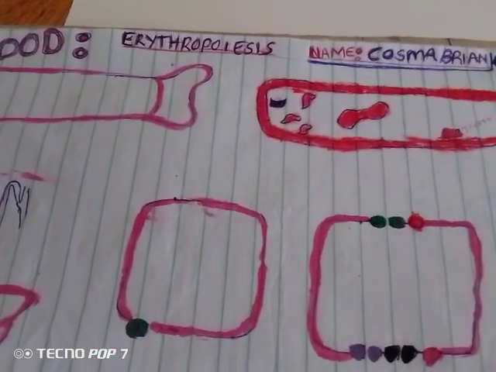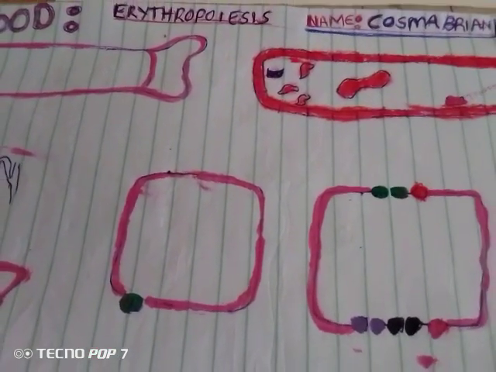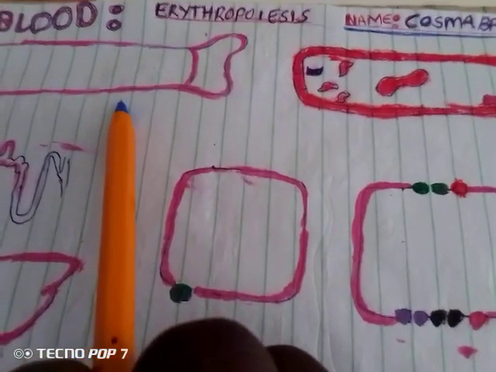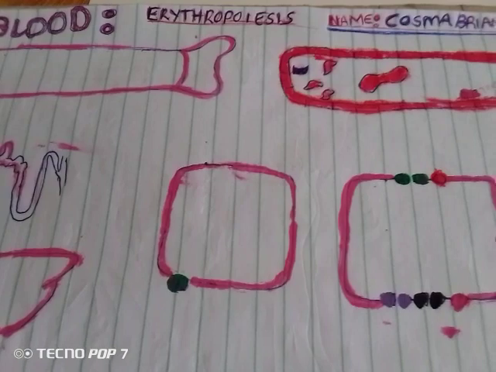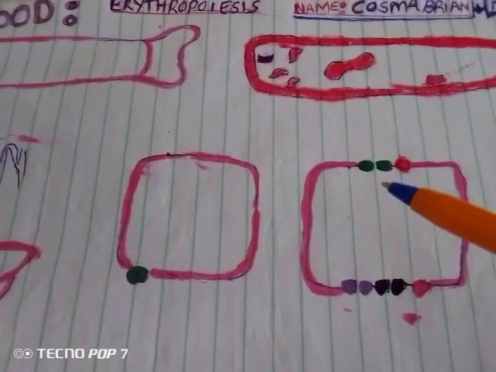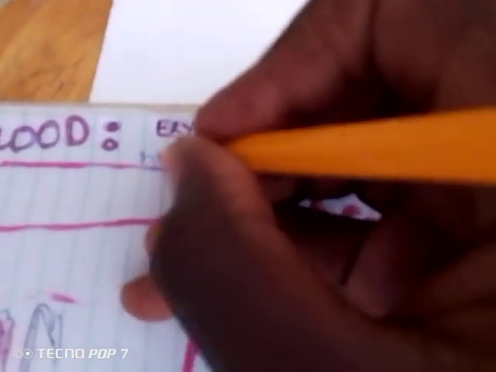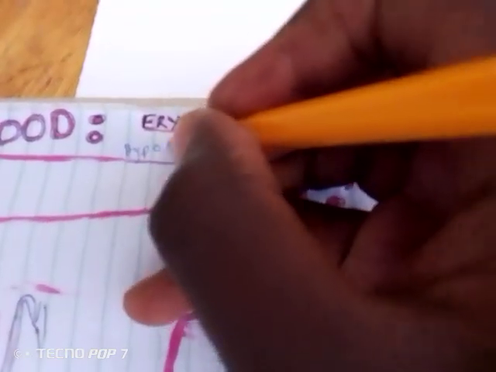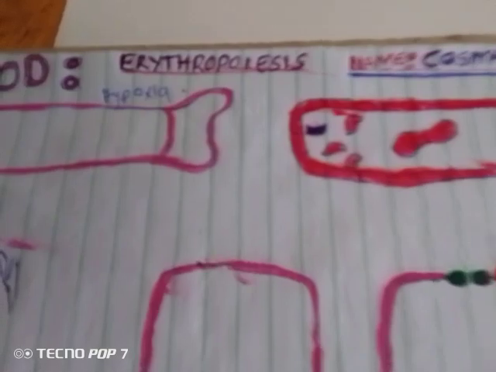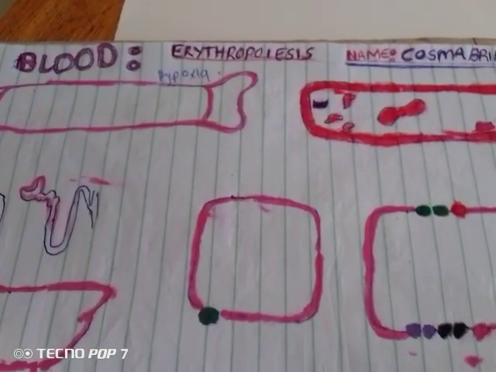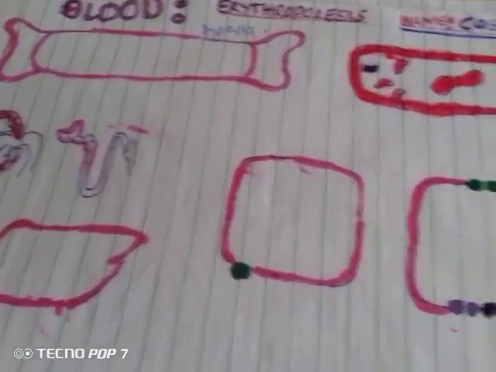Erythropoiesis is the normal production of red blood cells. It normally takes place in the red bone marrow, as a result of hypoxia. Hypoxia is a condition whereby there is low oxygen.